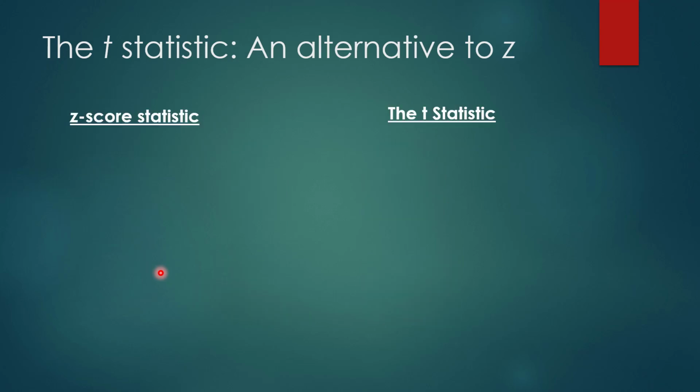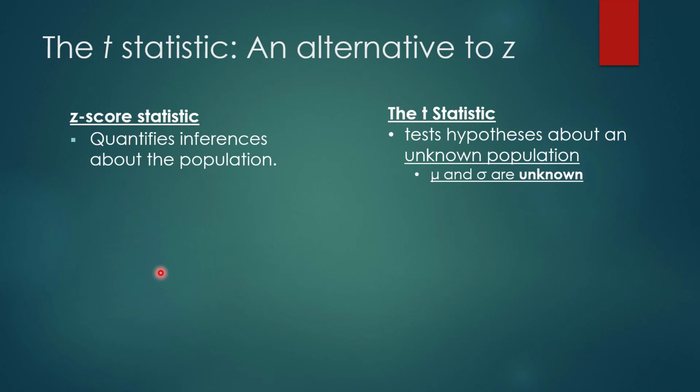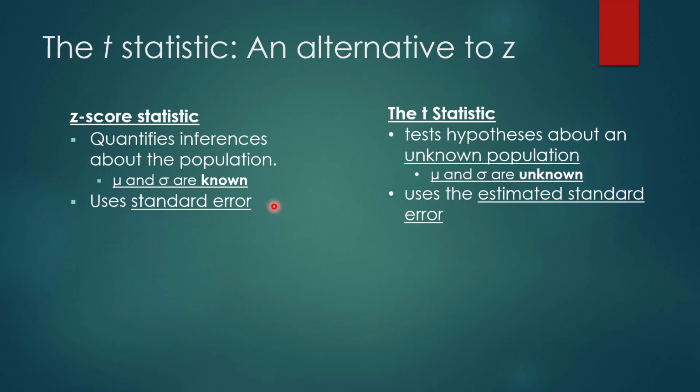Just to compare things side by side, the z-score quantifies inferences about a population, whereas the t-statistic tests hypotheses about an unknown population. Here, the standard deviation is unknown, and possibly also the population mean is unknown, whereas for the z-score they're known. That's one of the main differences and why we are using the t-statistic now. The z-score uses the standard error. The t-statistic uses the estimated standard error.